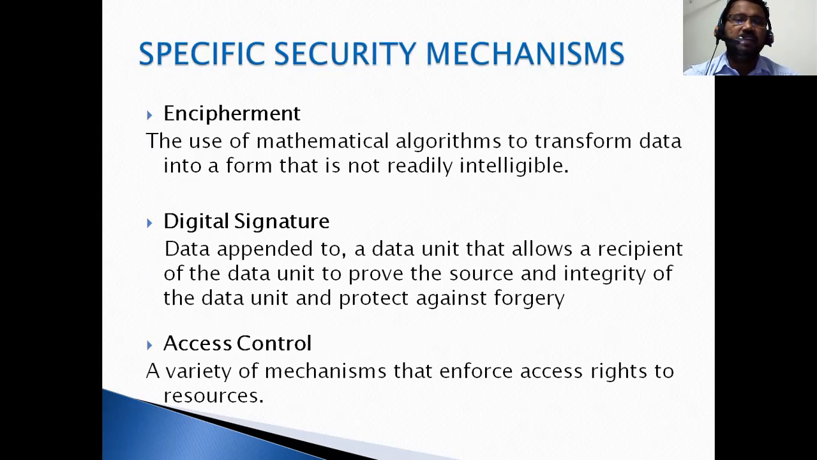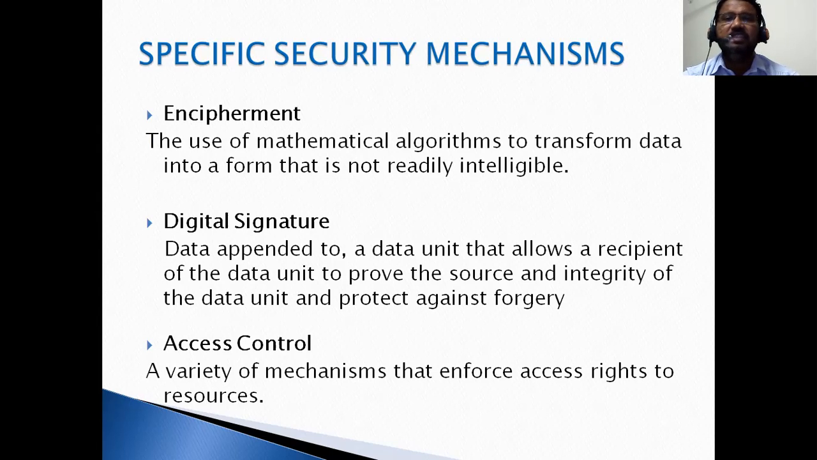The first mechanism in the specific category is encipherment. Encipherment means nothing but encoding and decoding. To encode or decode the information, we use different mathematical methods and algorithms. Using these mathematical algorithms, we convert the original message into an encoded message, and we retrieve the original message from the encoded message. This prevents attackers from reading the message. They get the message, but they are unable to read it, because it is in the encoded format. So that is the first, encipherment.